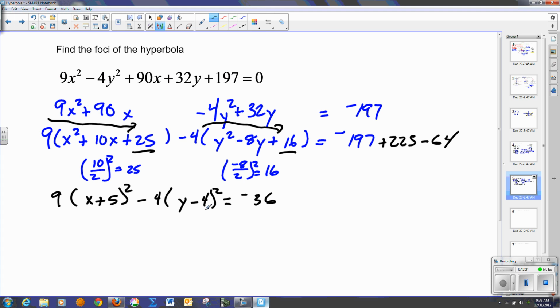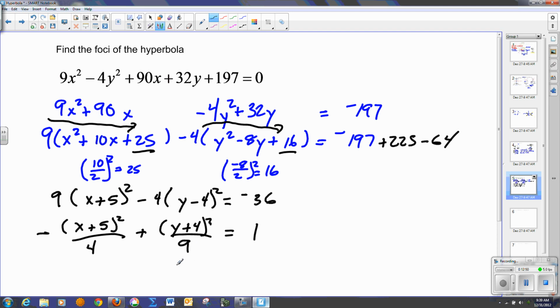By definition, I need to have that equal to 1, so I'm going to divide everything by -36, thus giving me a 1 here. 36 and 9 are going to reduce nicely, but it's going to go to a negative. And I'll have a 4 on the bottom. -36 and -4 reduce nicely, once again, but it's going to go to a positive.